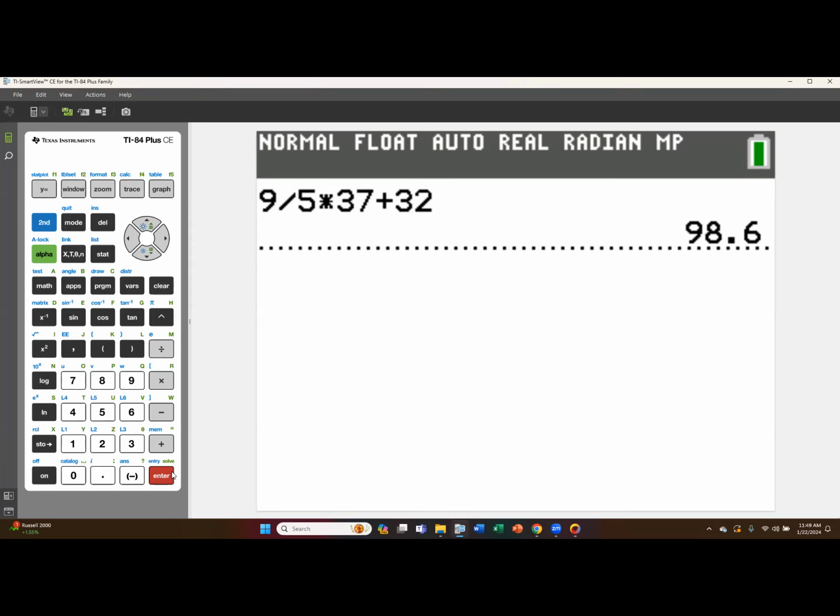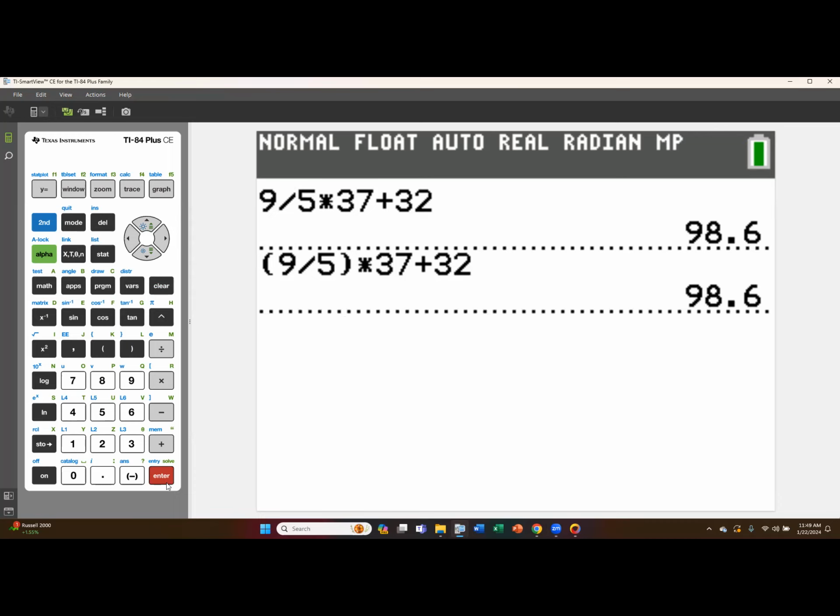If you're nervous about that, you have parentheses. You could certainly put the 9 divided by 5 inside parentheses, so you make sure that you do that fraction calculation before you multiply by the 37. You're going to get the same answer. And even on your calculator, you have a fraction button. So first day of class that we're actually lecturing, I'm going to show you where the fraction button is. So remember where your fraction button is.